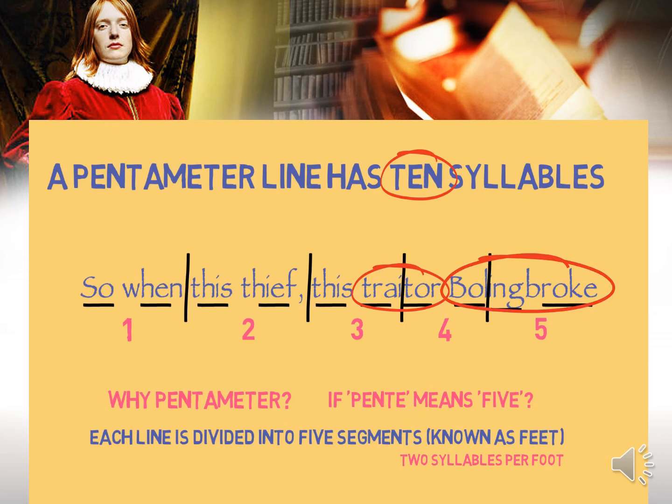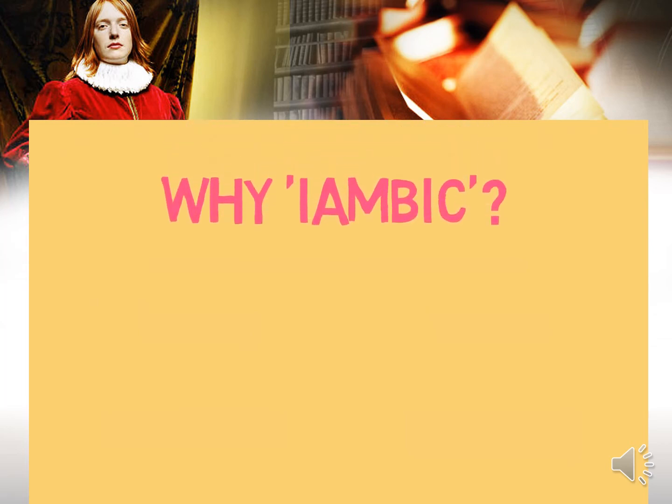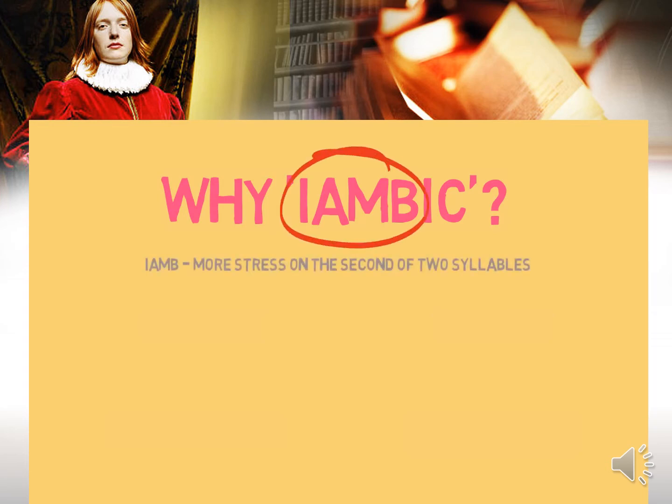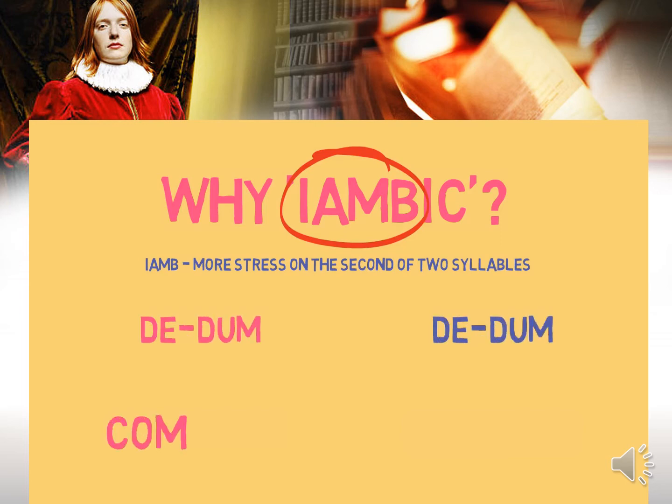So now we know why the verse is called pentameter, but why is it called iambic? Well, iambic simply means the pentameter lines are made up of something called iambs, and an iamb is 2 syllables where more stress is placed on the second of those 2 syllables. It's often described as a di-dum rhythm. For example, the word compare is iambic because there's less stress on com and more stress on pair.